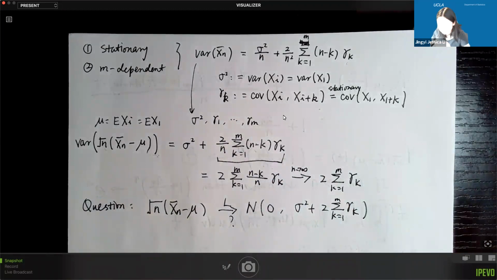Before we talk about the theorem regarding this conclusion, I'm going to give some important hints and discussion about your homework problem regarding convergence in quadratic mean.